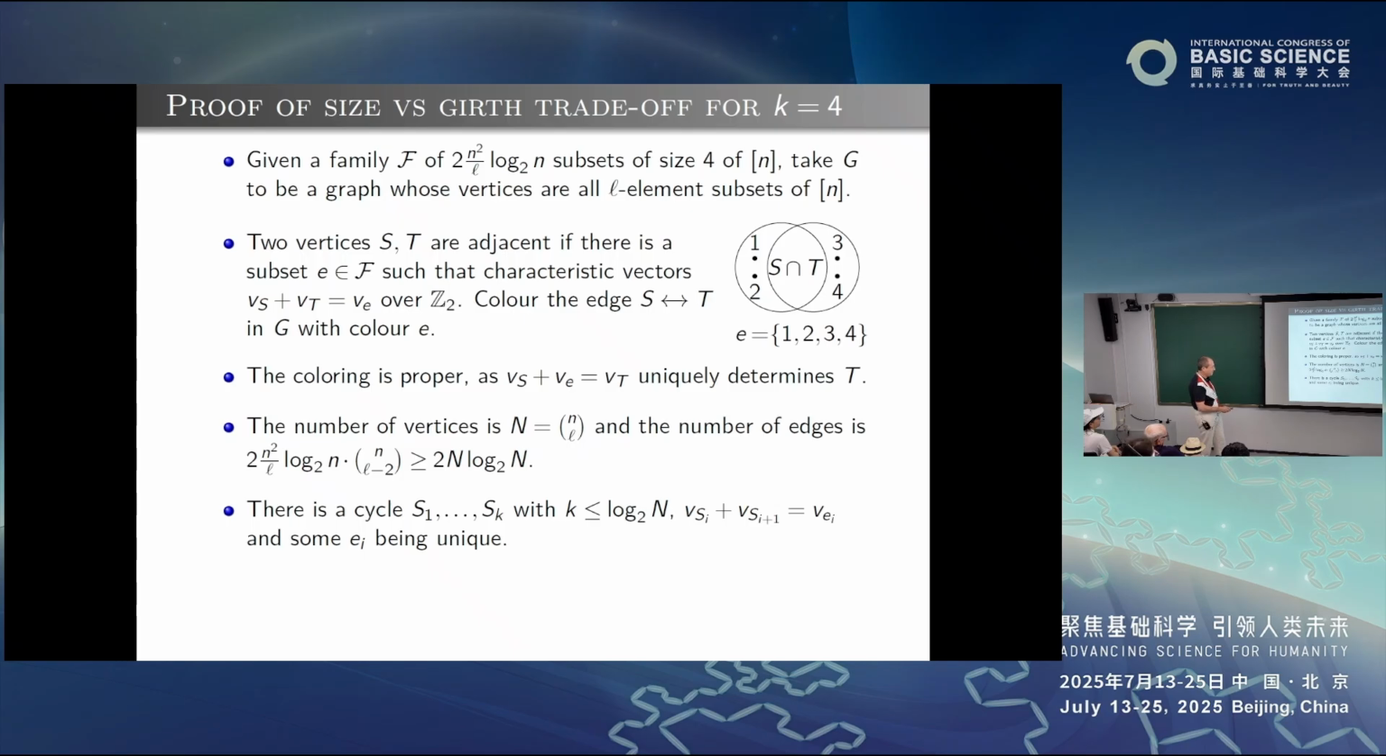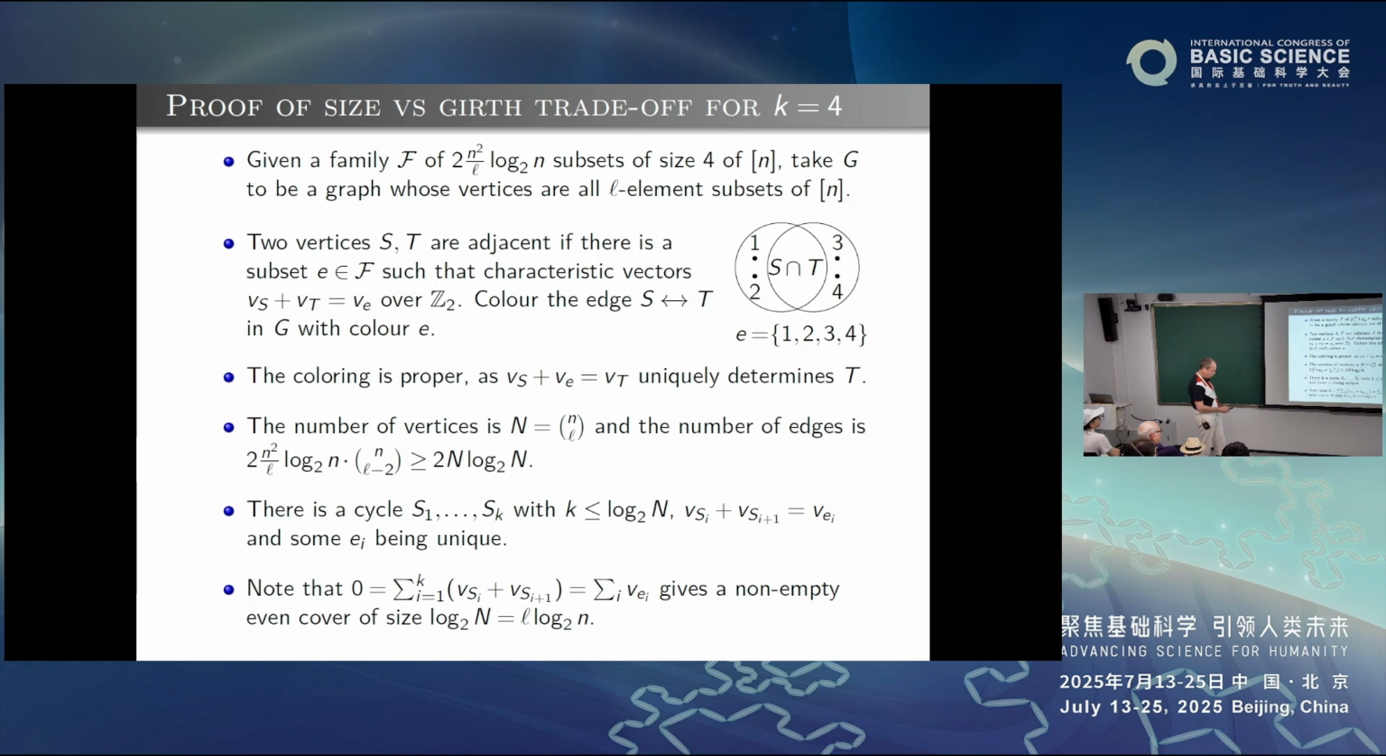So observe the cycle means you have a bunch of sets S1 up to Sk, such that their characteristic vectors give me one of the four tuples from my family. And importantly, one of the four tuples is unique, it appears only once. So now you have these equations. Obviously what you can do, it's a cycle, so Si appears twice on it. You can add it modulo 2.